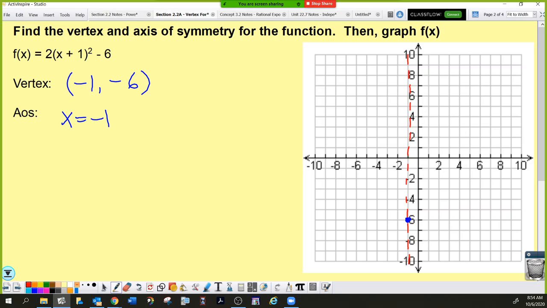The number on the front's not a fraction. So how far should I move from my axis of symmetry? How far? Well, I could move 2, but it's not a fraction. So when it's not a fraction, it's easier to move by ones, okay? Were you going to tell me 1?